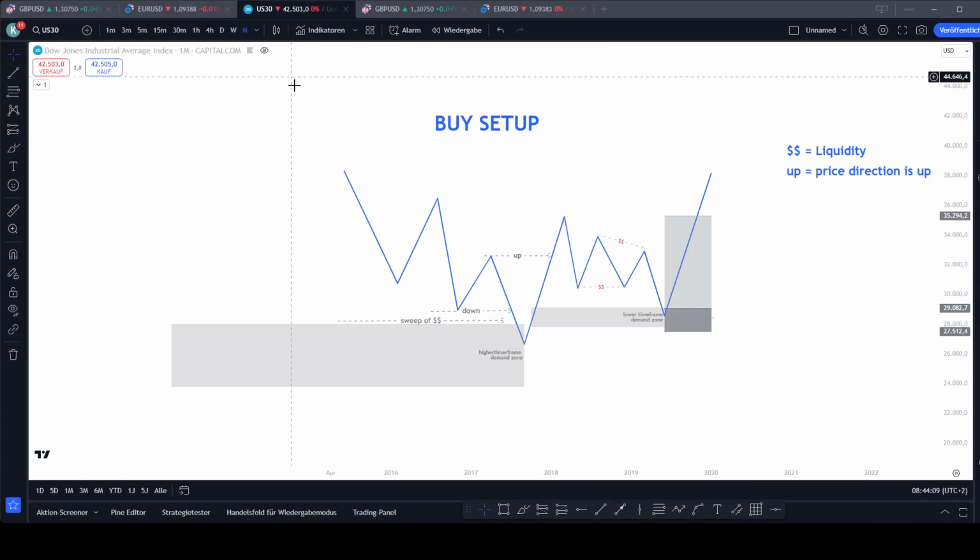This is the same buy setup. Price broke structure, took out liquidity here, got reacted, broke structure, created liquidity, reacted from that demand zone on our lower time frame, and we target the liquidity. So that's all on the concept, guys.